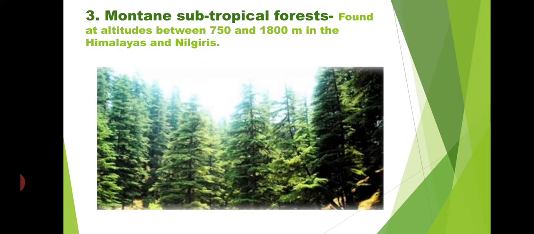Then montane subtropical forest, which is found at altitudes between 750 and 1800 meters in height. It is normally found in the Nilgiri area and in the Himalayas. There we can see a cool climate, and most of the trees are coniferous or gymnosperms, and also mesophytic trees. The cool climatic condition is favorable for growth, between 750 and 1800 meters height.